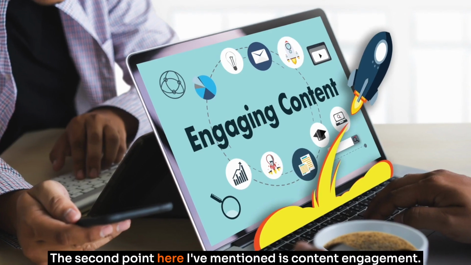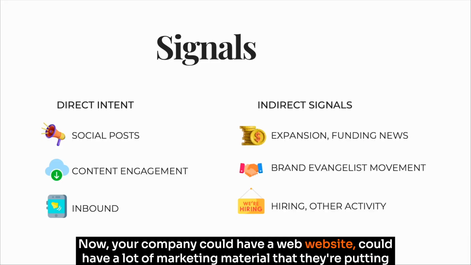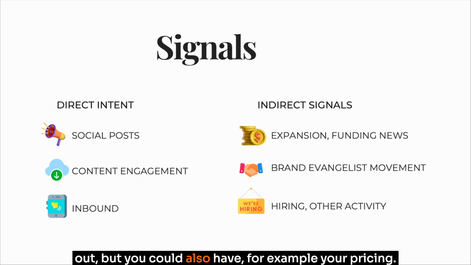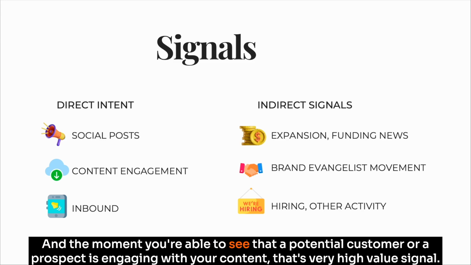The second point here I've mentioned is content engagement. Now, your company could have a website, could have a lot of marketing material that they're putting out. Or you could also have, for example, your pricing plan somewhere online, or you could have your entire sales deck online. And the moment you're able to see that a potential customer or a prospect is engaging with your content, that's a very high value signal.